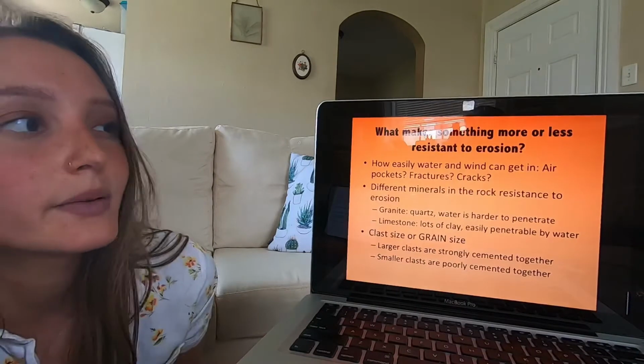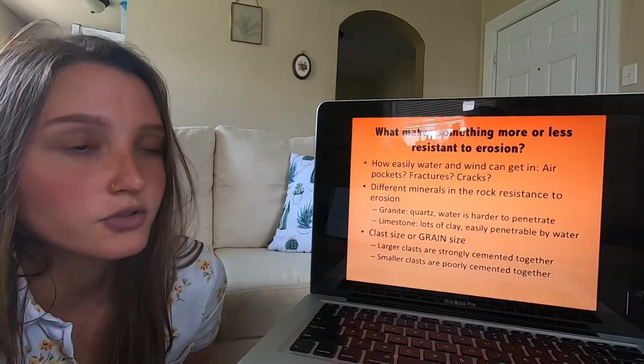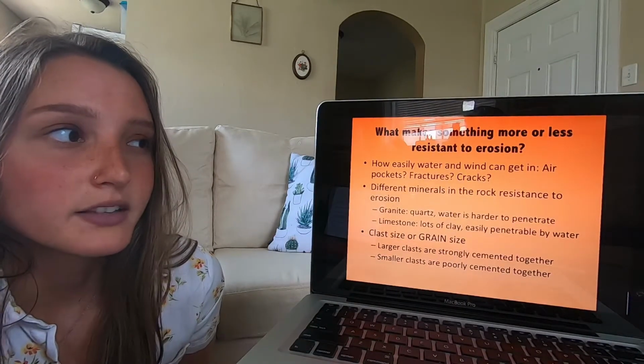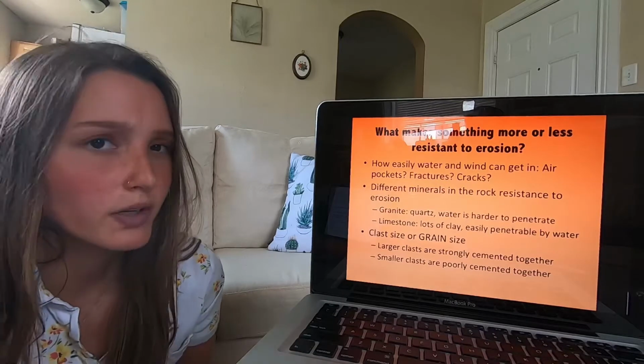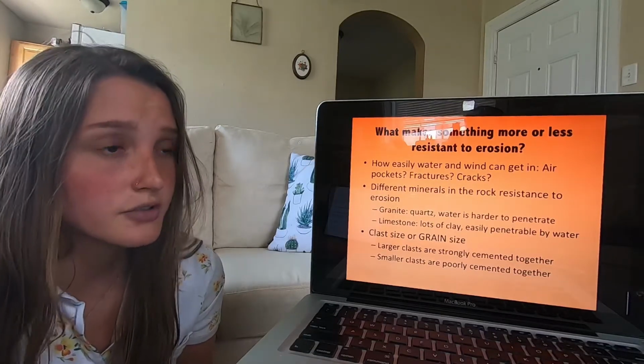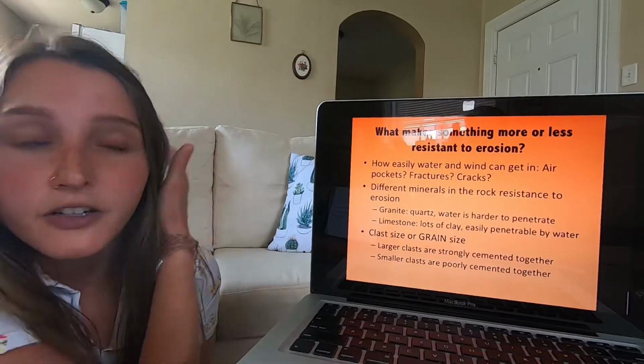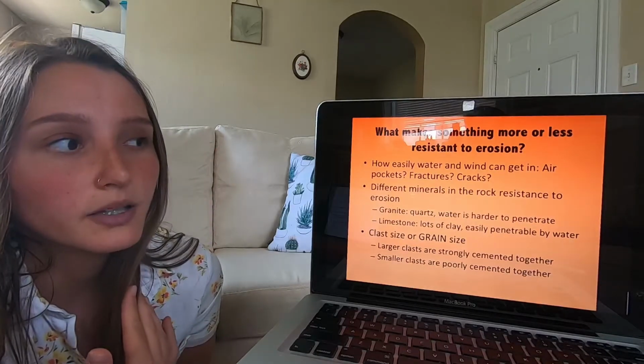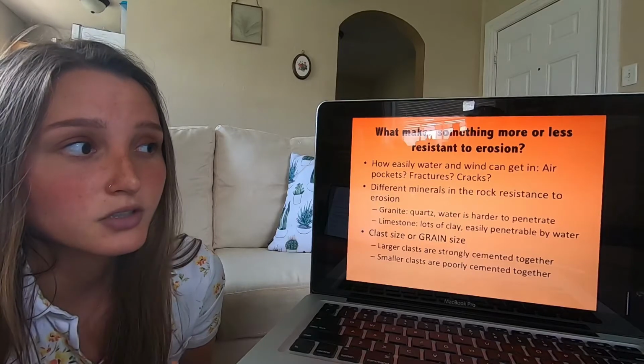And what makes something more or less resistant to erosion? Well, we like to look at how easily water and wind can get in. Are there any air pockets, cracks, or fractures? And then different minerals in the rock can be resistant to erosion.